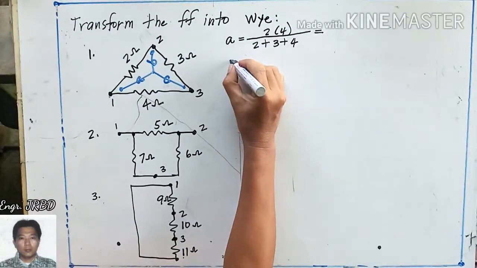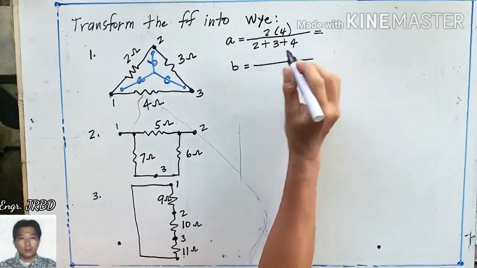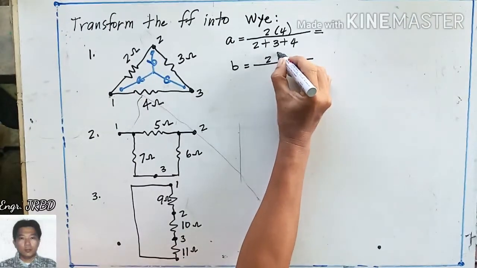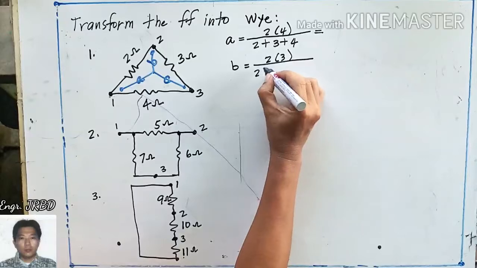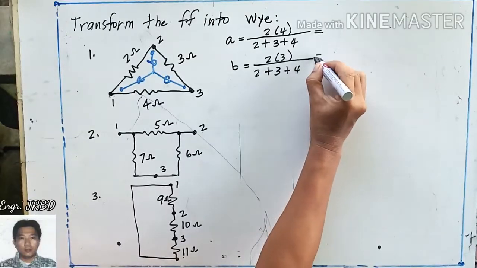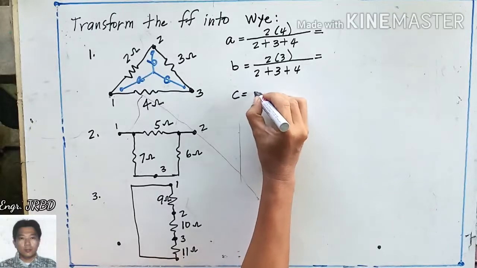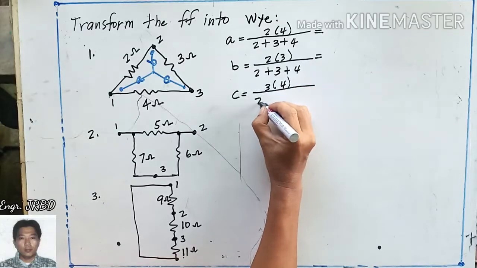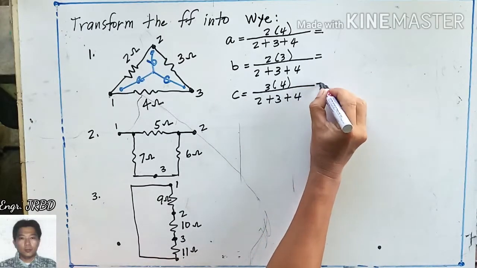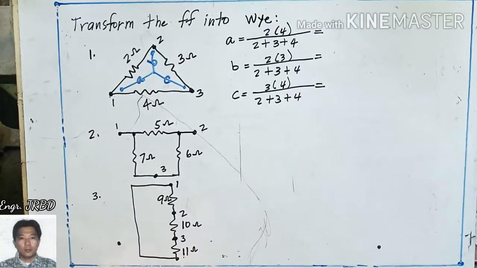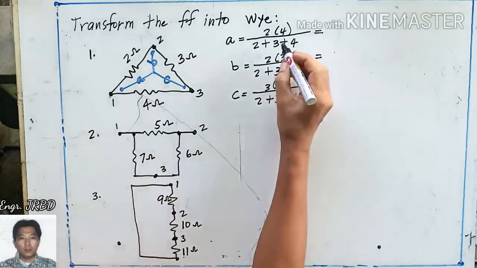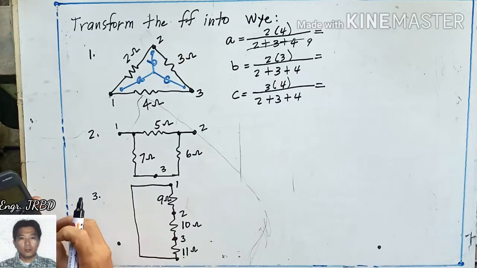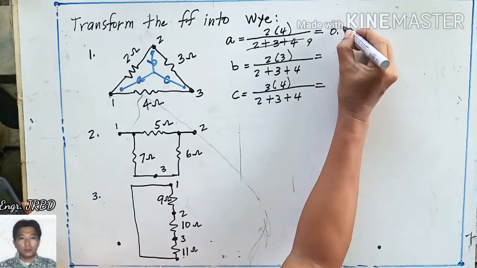Okay? For the value of B, the product of the two adjacent legs of B, that is your 2 and 3, divided by the sum, that is 2 plus 3 plus 4. And the third one, the product of the two adjacent legs, that is 3 times 4, divided by the sum. Then if we compute, the denominator is 9, so that is 8 over 9, 0.889 ohms.